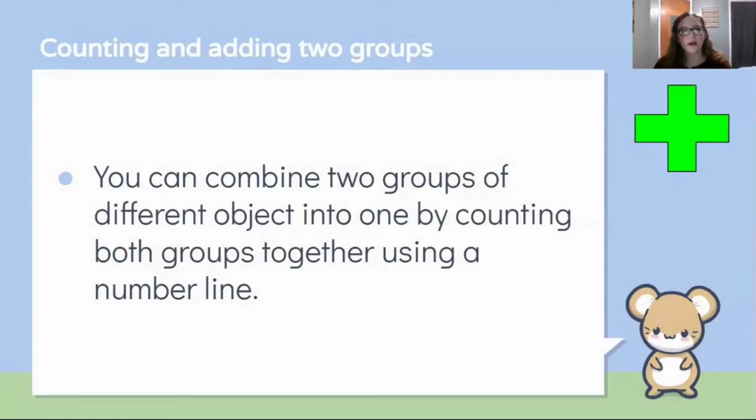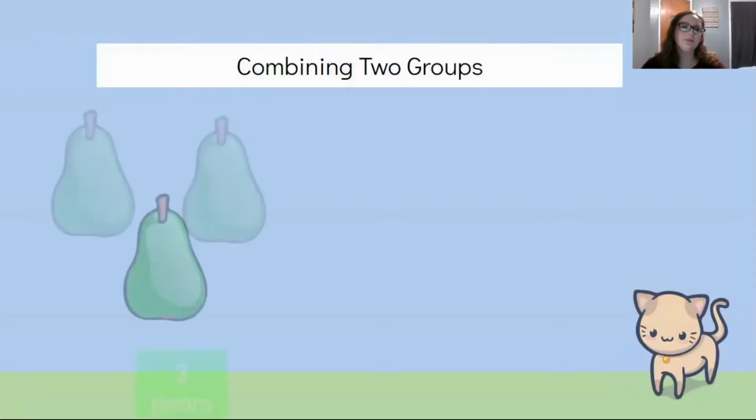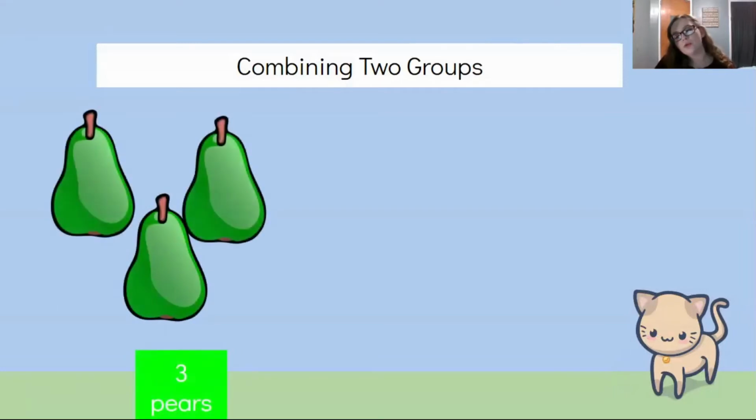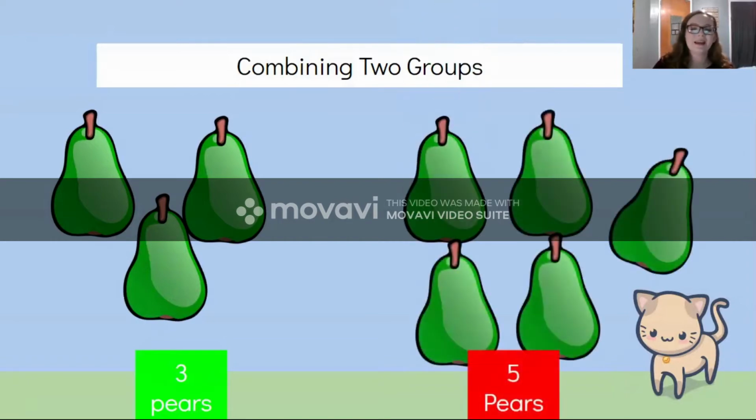So let's look more back at counting and adding 2 groups. So we're going to be combining 2 groups of objects into one by counting both groups together using a number line. So today we're going to use the different ways of counting the groups. We have number lines, we have objects to count. So let's start off with combining 2 groups. So in our first group is going to be 3 pairs. We have 3 green pairs in the first group. In the second group, we have 5 green pairs.